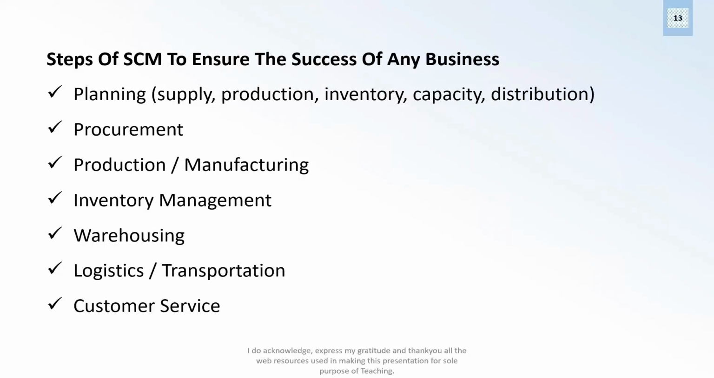Now, what are the steps in supply chain management, for example? The most important step of supply chain management is planning. Remember, we just discussed the key elements in previous slides, correct? But this planning is not only an overall plan. It could be a supply plan, production plan, inventory plan, capacity plan, distribution plan, complete planning.